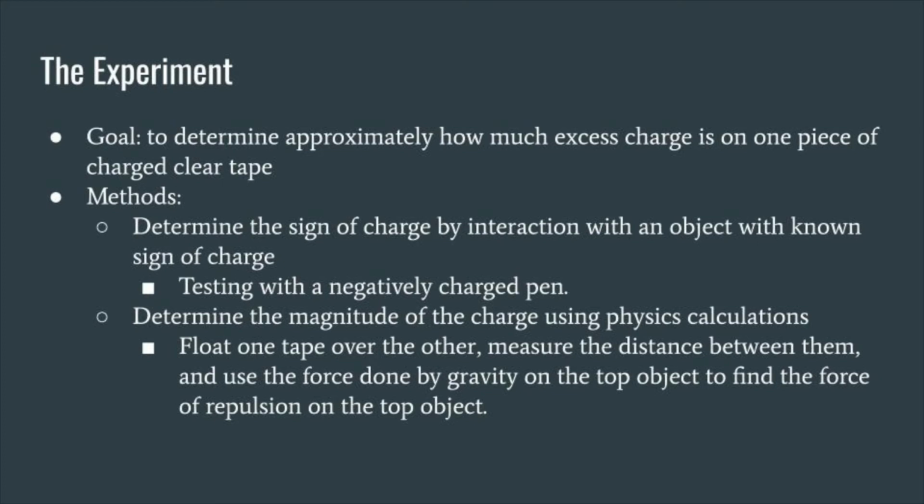Since the two pieces of tape repelled one another, we know both pieces must be positively charged, since like signs repel. The magnitude of the charge was determined by floating one piece of tape over the other, measuring the distance between them, setting the electric force equal to the gravitational force, since the top tape is levitating and not in motion, and finally solving for Q.